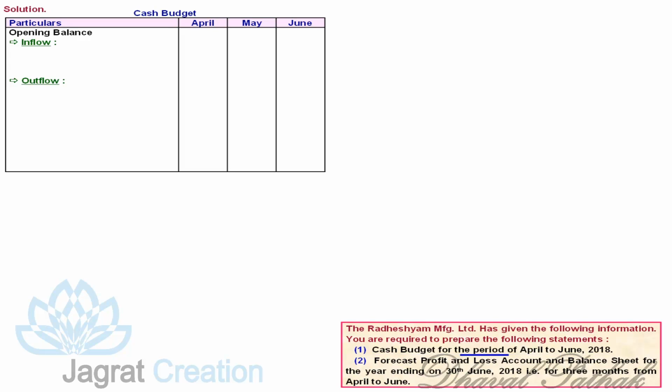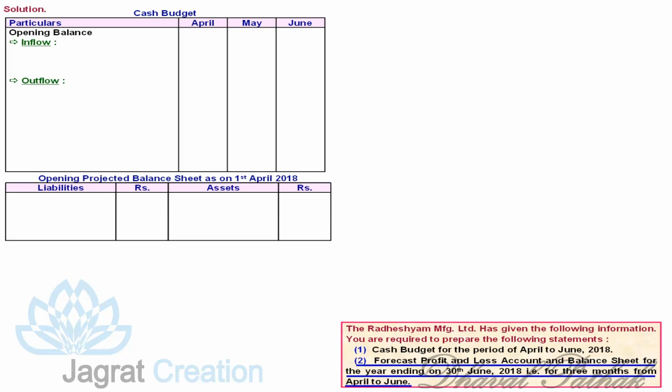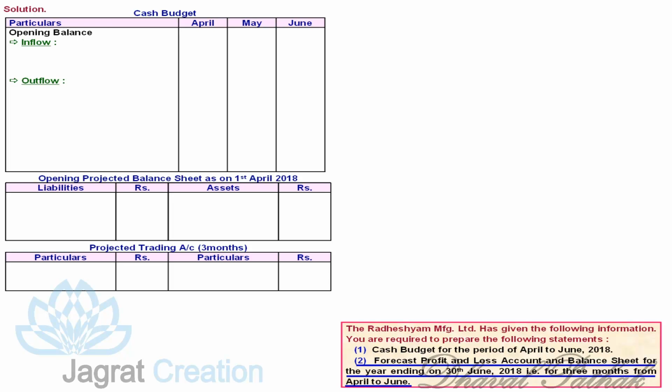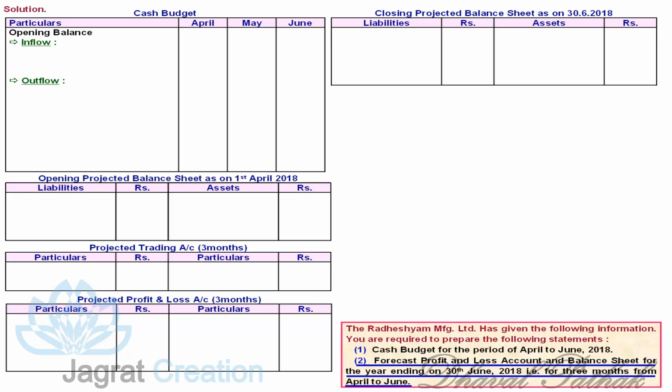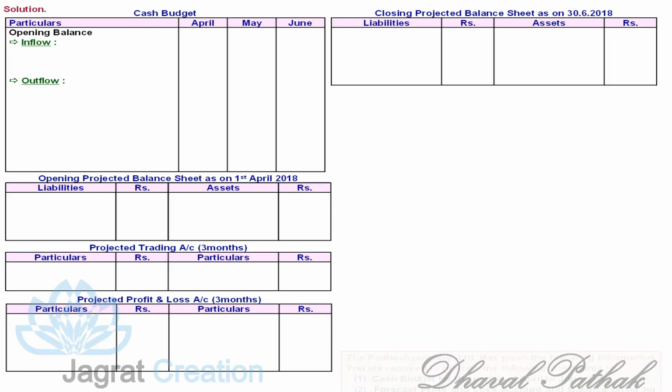I am required to prepare the balance sheet as on 1st of April to find out the capital. I am going to prepare projected trading account and profit and loss account. And also I am required to prepare the budget. I am required to prepare the balance sheet for a date on which the budget period ends. So this is what I intend to prepare.